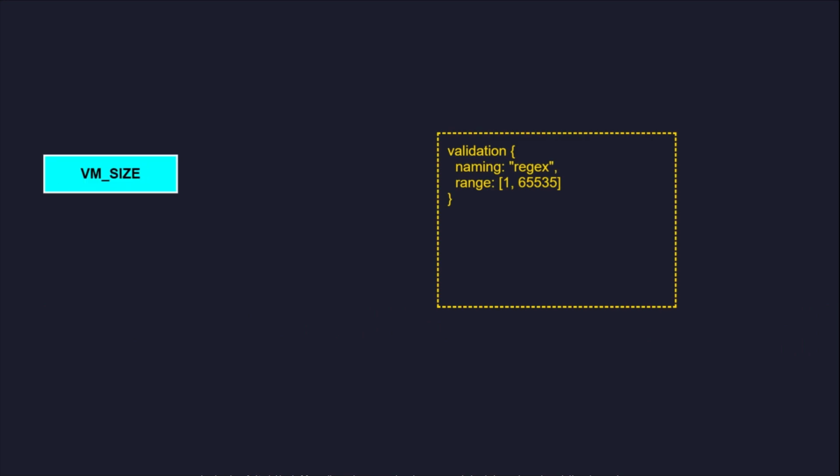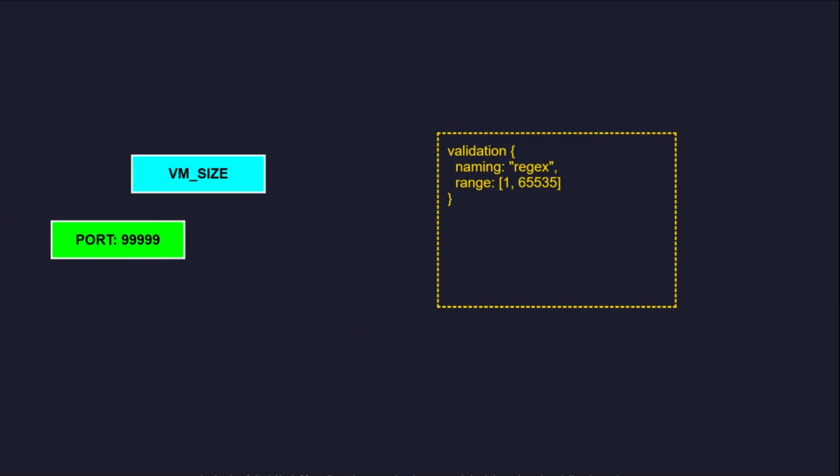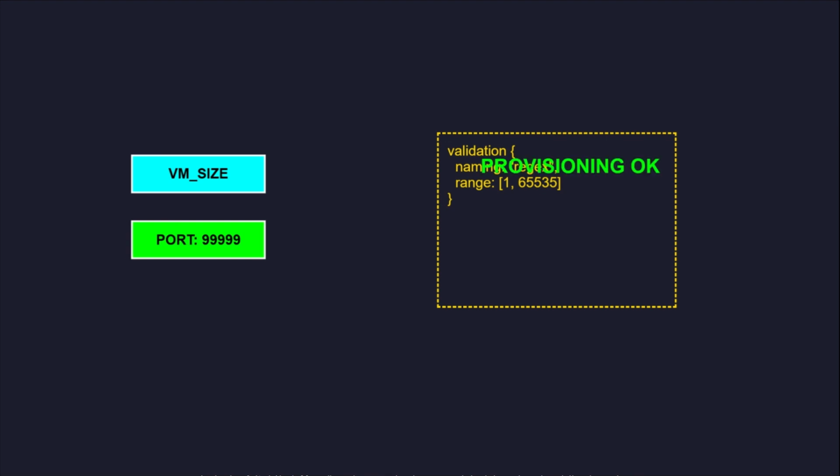Implement validation blocks within your variables to enforce naming conventions or specific range limits. This catches configuration errors early, before any resources are actually provisioned in the cloud environment.